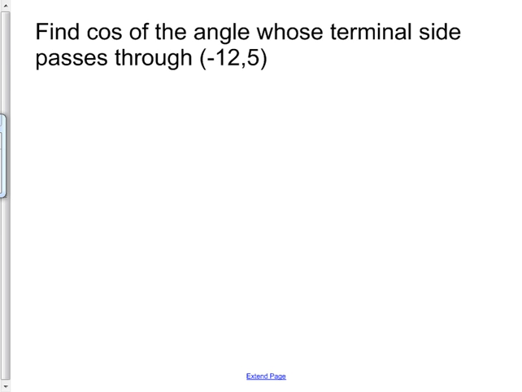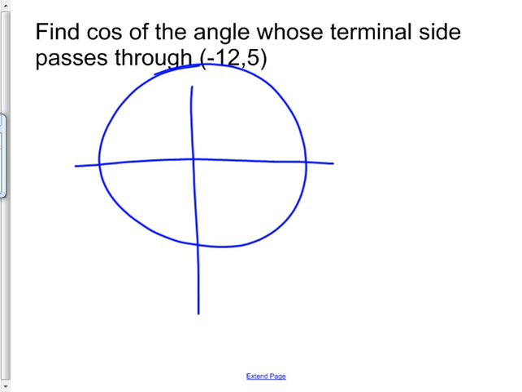Find the cosine of the angle whose terminal side passes through negative 12, 5. Well, first on this kind of a problem, you start with one of these. Big surprise. We're pretty much always going to start with one of those. Everybody sketch me one of those. And now roughly sketch where negative 12, comma 5 would be. Just use any kind of unit you want. Doesn't really matter. Just get in the right quadrant. Negative 12, comma 5. It's like there, right?